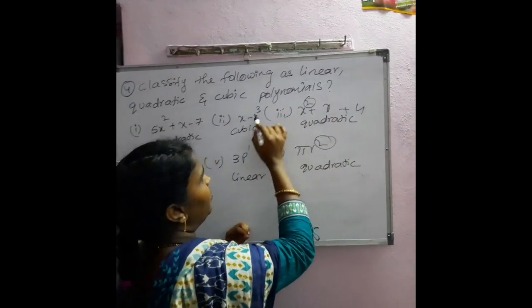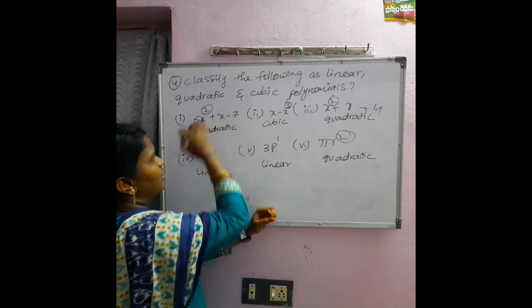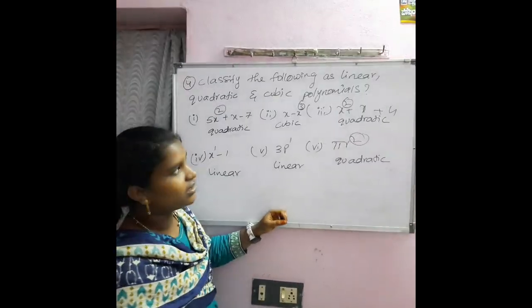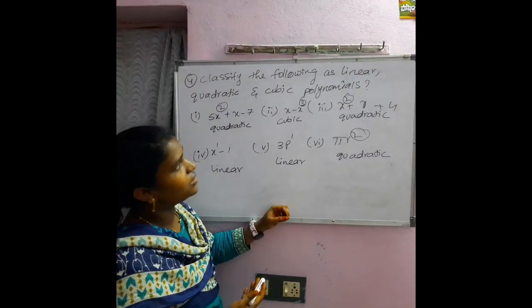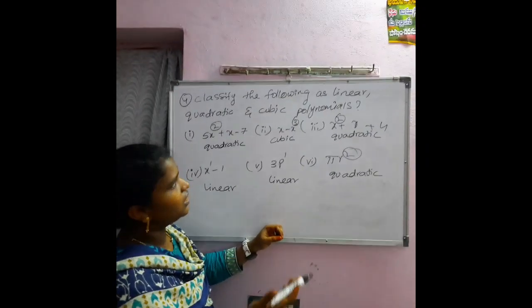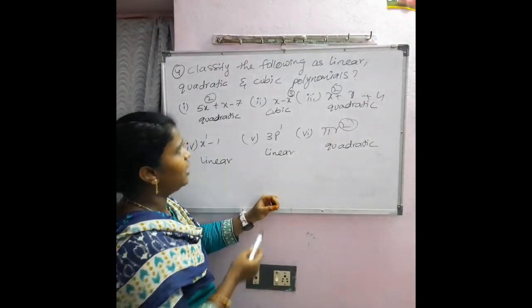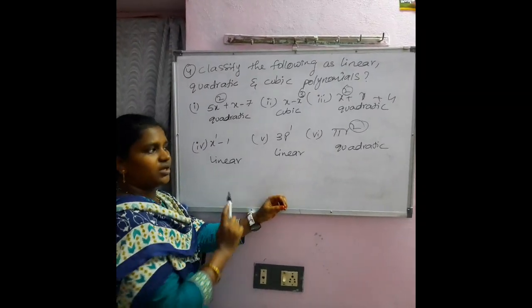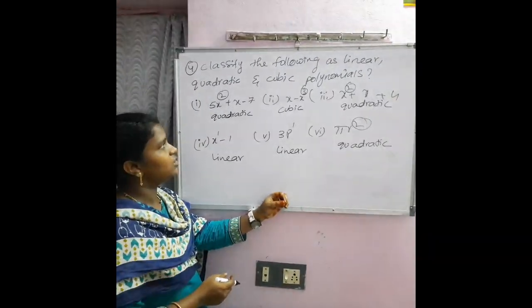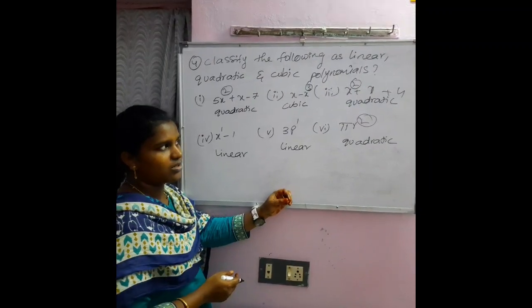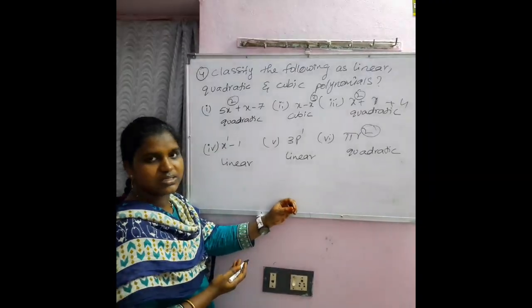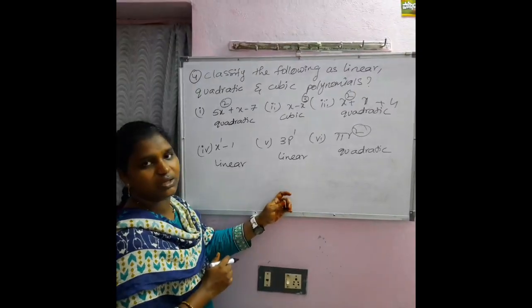Based on the degree of the polynomials, we divide the polynomials into 3 parts, that is linear, quadratic and cubic. If the degree of the polynomial is 1, then we call it a linear equation. If the degree of the polynomial is 2, we call it a quadratic equation. And if the degree of the polynomial is 3, then we call it a cubic equation.